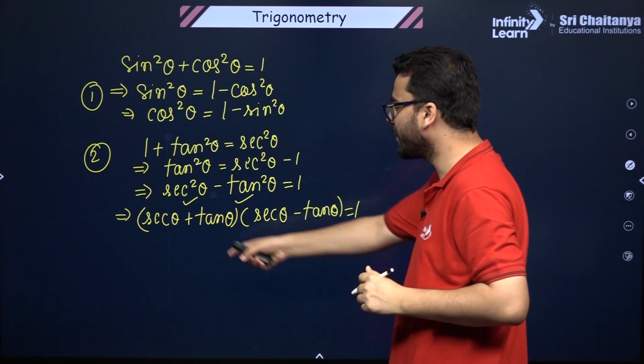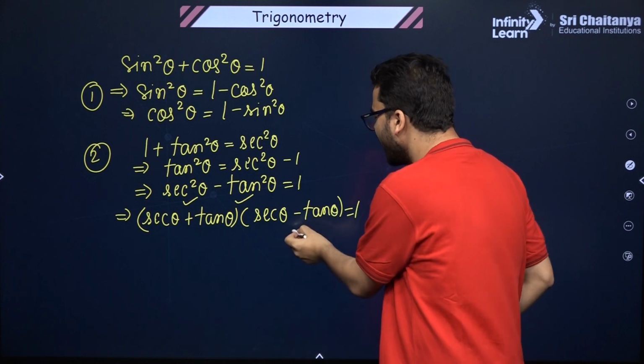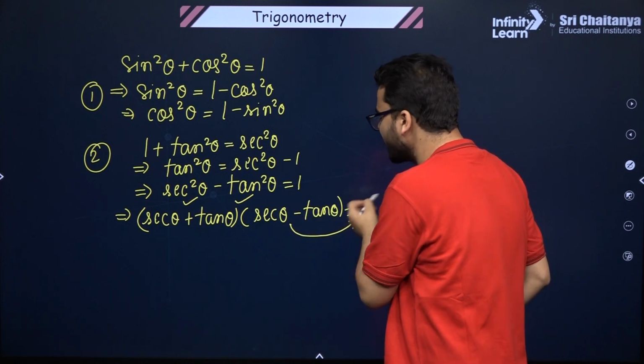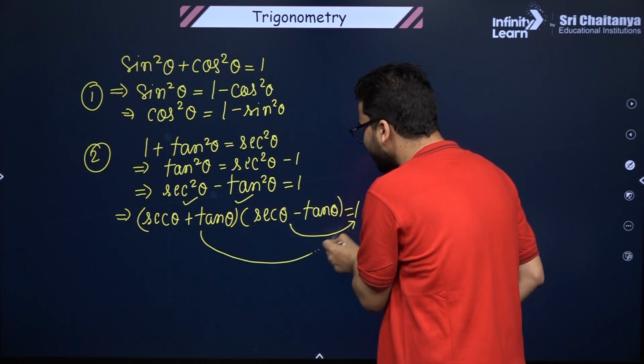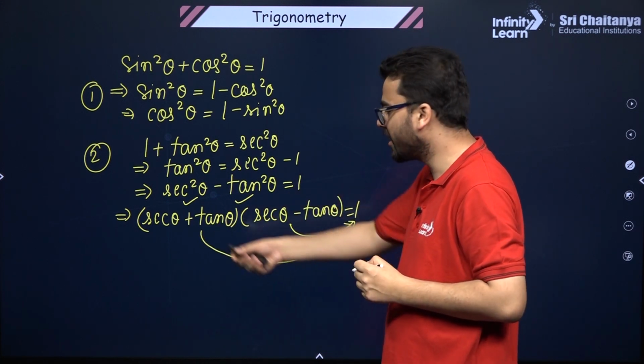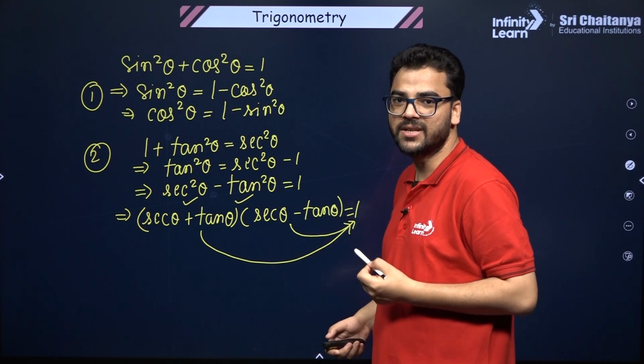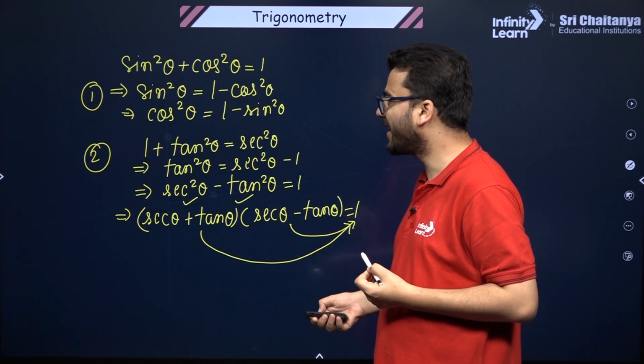So what can I say from here? That sec theta plus tan theta is 1 by sec theta minus tan theta, and sec theta minus tan theta is 1 by sec theta plus tan theta. So they both can be used in questions. Now this was the second trigonometric identity.